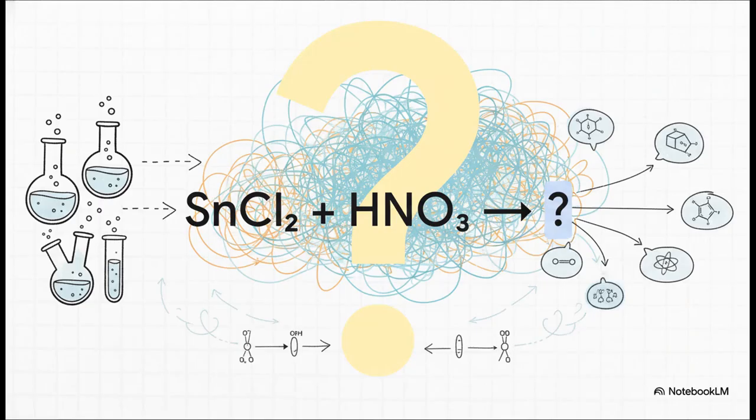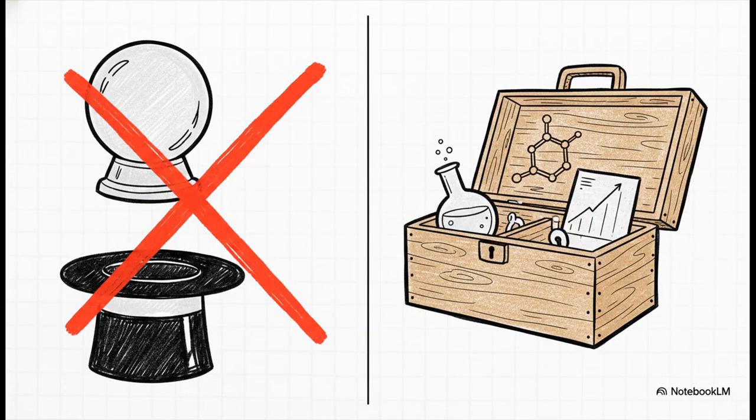So you see something like this, tin chloride plus nitric acid, and your brain just kind of goes blank. What's it going to make? It's so easy to feel lost here. But I promise you, the answer isn't just about memorizing a million different reactions. There's a real logic to it. I'm serious. There is absolutely no magic involved here.